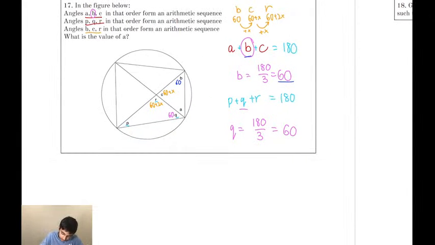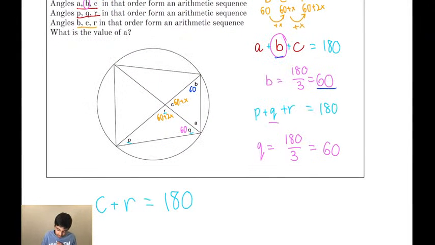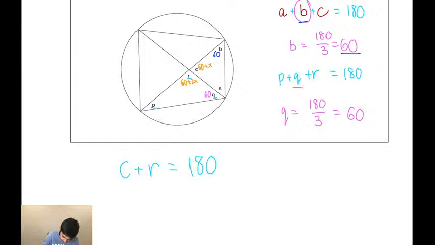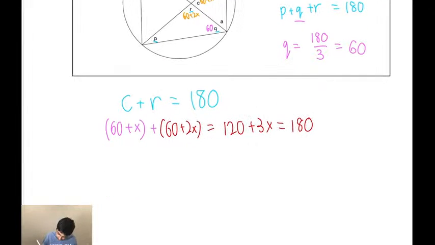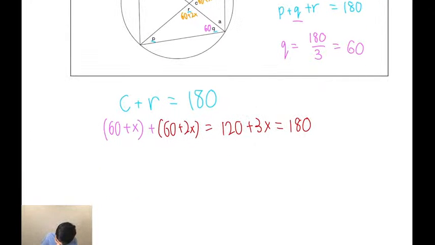So what does this tell us from here? The sum of angles C and R, angle C plus angle R, is going to be 180 again, because angles C and R are supplementary. Okay, so if angles C and R are supplementary, we have 60 plus X plus 60 plus 2X, meaning the sum is 120 plus 3X. And that sum, since the angles are supplementary, is 180. Meaning that we subtract 120 from both sides, we get 3X equal to 180 minus 120, which is 60. And that means that X equals 60 divided by 3 equals 20.